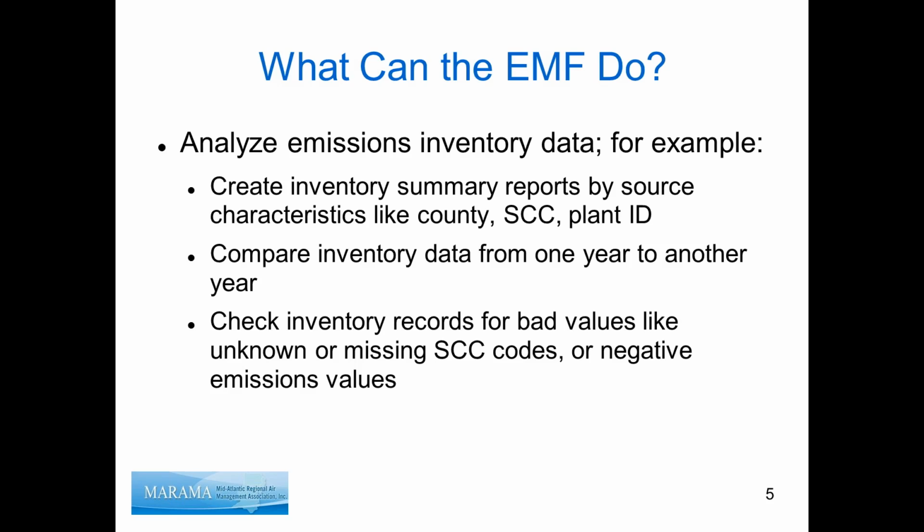And then we have some other types of analysis that we can do, like checking the inventory for bad values. So going through and generating a list of the unique SCC codes in an inventory. You can look at that and see if something's missing or if there's an SCC code that you don't recognize. We can also do some analysis where we're checking for missing emissions values or negative emissions values. All of these types of analysis are called QA steps. That's what they're called in the EMF, even though they're not specifically quality assurance; QA step is just terminology. And we will be covering all of this in detail in not Thursday's webinar, but the next one after that.